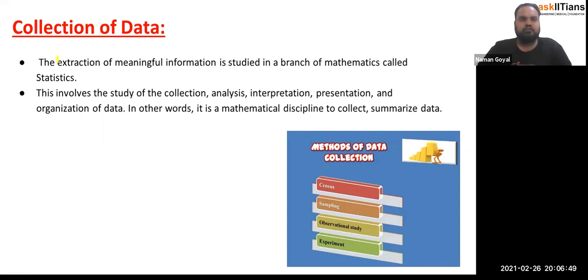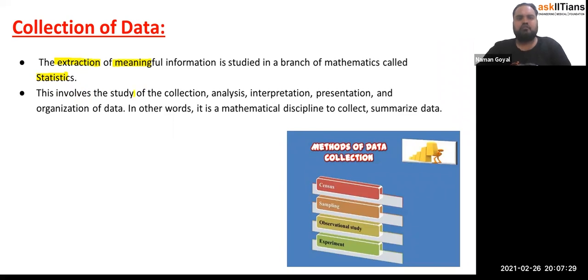Let me show you. The extraction of meaningful information is studied in a branch of mathematics called statistics. So basically, statistics is a branch of mathematics in which we learn how to extract meaningful information. We have so much information, so how do we extract the information which is meaningful, or which can be used? This is the definition of statistics. We are going to learn this topic from the basic to the advanced level.